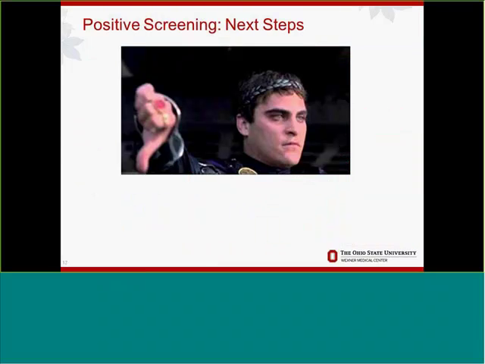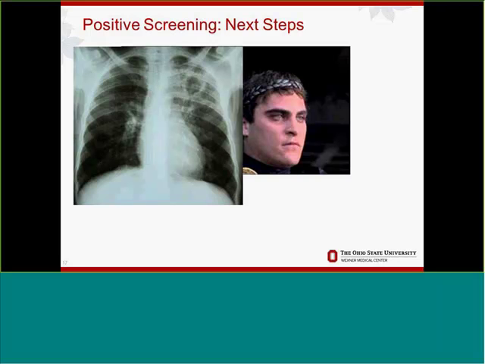So let's say we actually have a positive screening. What should be our next steps? First, get a chest X-ray. Hopefully, it does not show that cavitary lesion like we see here. But if it does, then they're going to go for further evaluation.